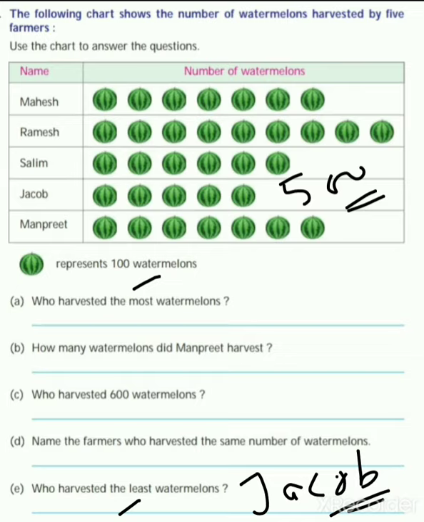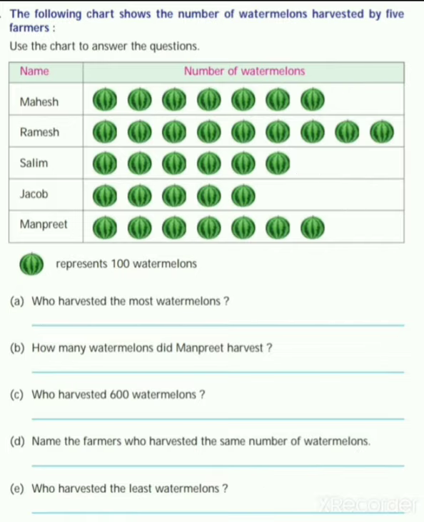Okay, in this way you can see the picture and answer the given question. You have to find out the answer to the given question from a given pictograph. This is the pictograph, and a question is given to you, and you have to find the answer from this picture. Okay, clear, beta, sabko?